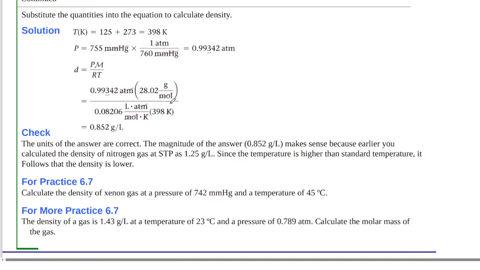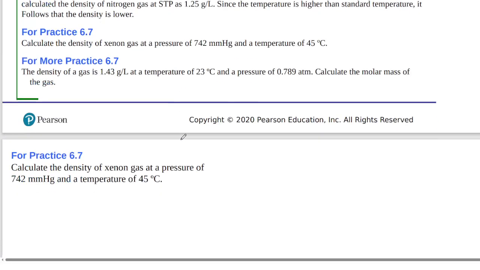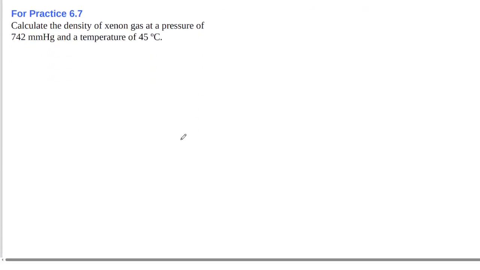If we plug everything in, our pressure, our molar mass, our R, and our temperature, we find that the density of nitrogen gas is 0.852 grams per liter. As we would expect, our units are in mass over volume, and gases are normally expressed in grams per liter. Now let's work the for practice and the for more practice problems.